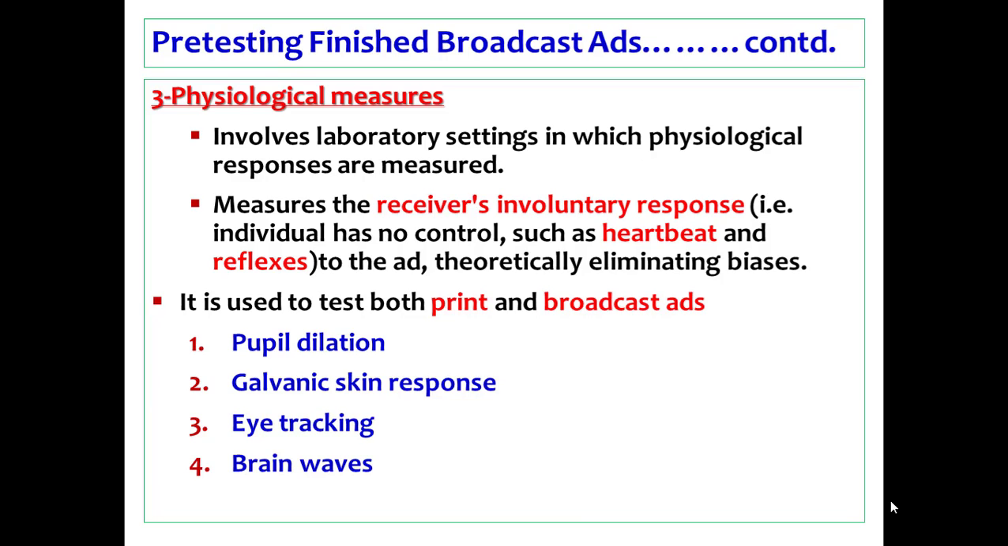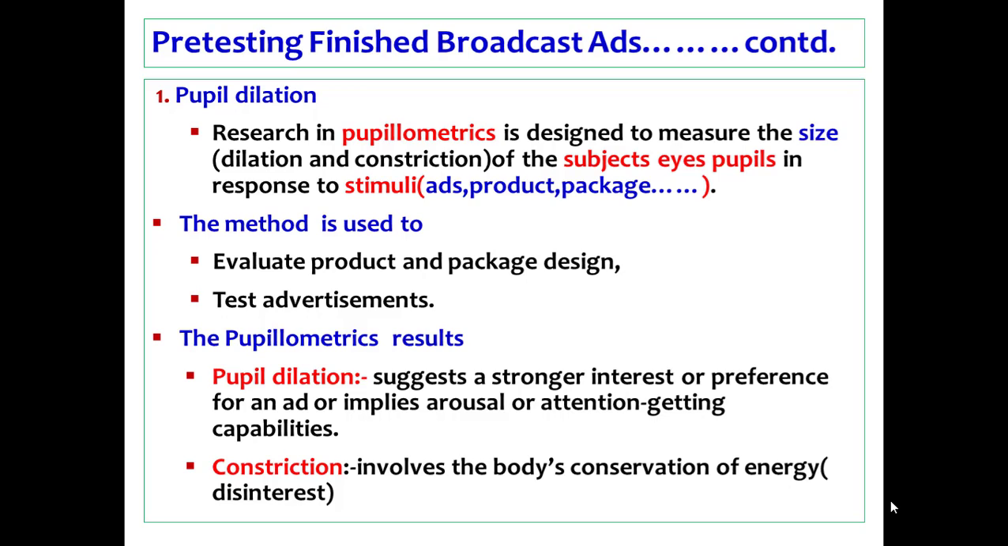Here again, we can use this method for both print advertisements and broadcasting advertisements, but now we use this method for broadcasting advertisements. In this case there are 4 types. The psychological measures are pupil dilation, galvanic skin response, eye tracking, and brainwave methods. These 4 advanced technology based measurements are used to measure the psychological responses of the customers.